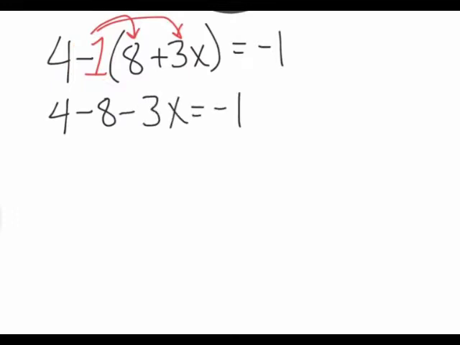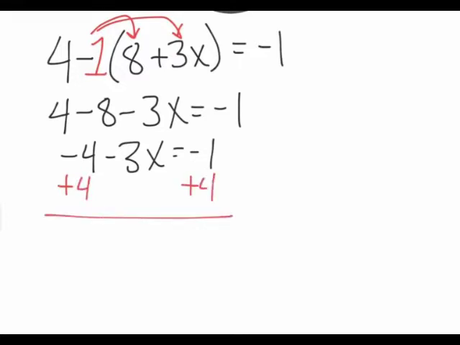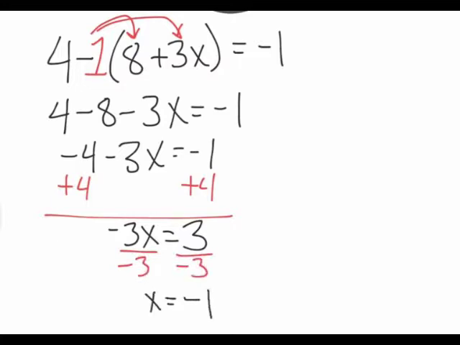Then from here, we use order of operations to simplify this. The 4 minus 8 is negative 4 out front. And then finally, we have an equation that looks familiar to us, or at least familiar in form. To solve this equation, just add 4 to both sides. Negative 3x equals negative 1 plus 4, which is positive 3. Divide both sides by negative 3. x equals negative 1.